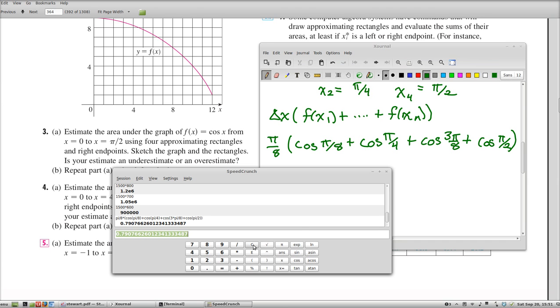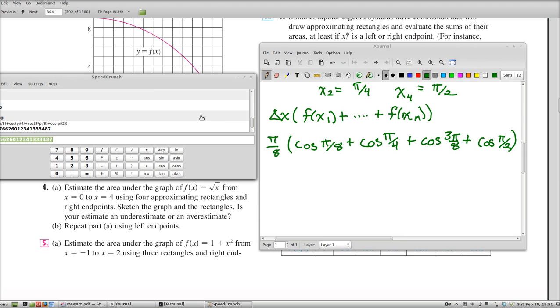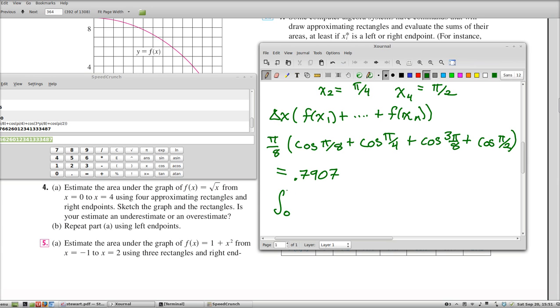I'm not going to bother to write that down on the paper here. So you can see that it is 0.7907, and I guess I will write that down. So this is equal to 0.7907. And it might be interesting to compare that to the actual answer, which is the integral from 0 to pi over 2 of cosine x, which is actually equal to 1.